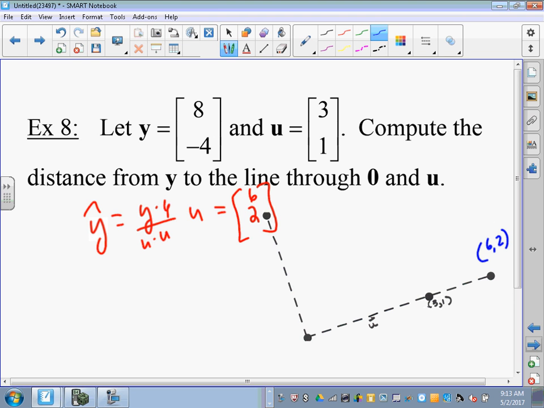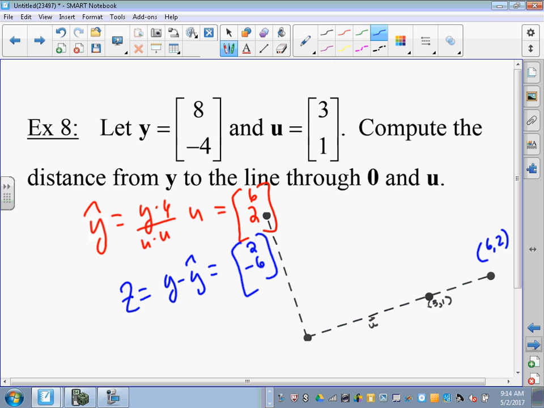Or can we just find z then? Yeah, so how do you find z? Exactly. So z is going to be y minus y hat. And then we're going to find that distance. So what is y minus y hat going to be? 2, negative 6. 2, -6.